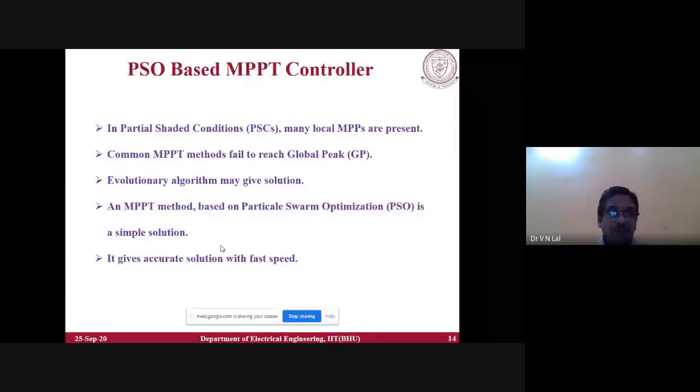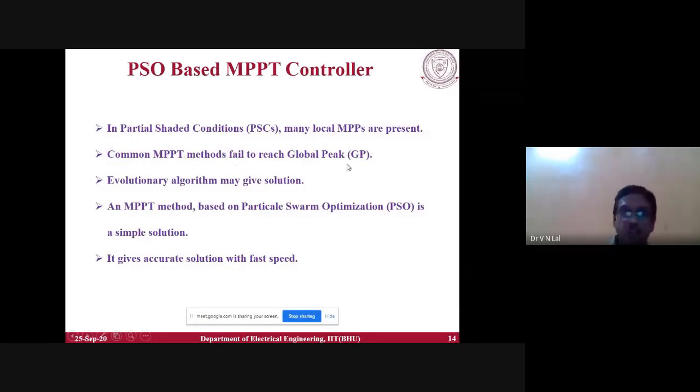Okay, so in partial shaded condition, many local MPPs are present. So common MPPT methods fail to reach the global peak. So evolutionary algorithm or PSO based algorithm may give the solution. It is a simple solution, it gives an accurate solution, and it is very fast. And again, I'm telling you, it's very simple and cost effective because of the simplicity.